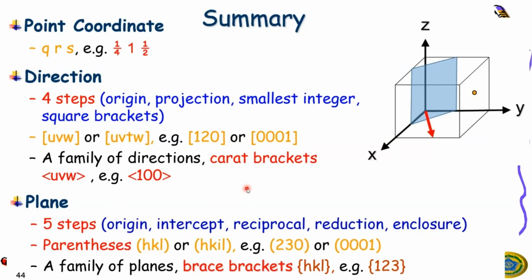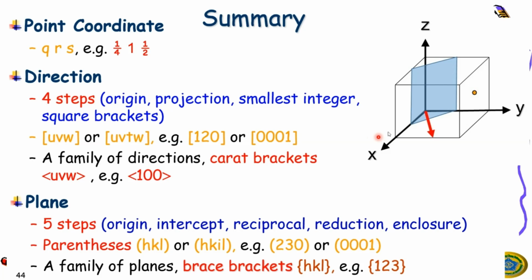So on Wednesday, we started to learn how to address points, directions, and planes in this unit cell, right? For the first one, the point coordinate, we use Q, R, S. This point can be represented by these three numbers, for example. Okay, so this is the point coordinates.